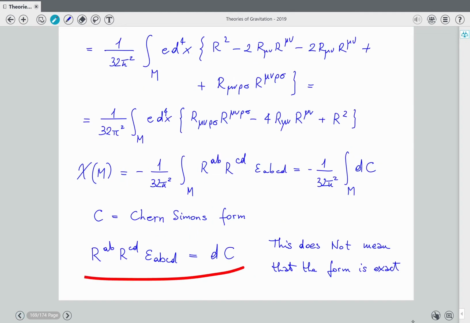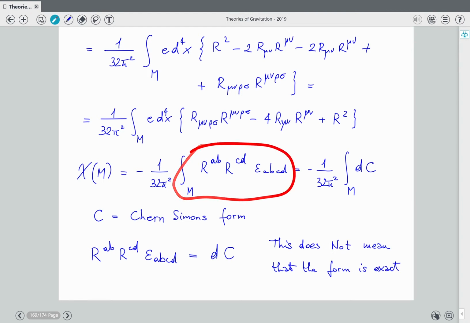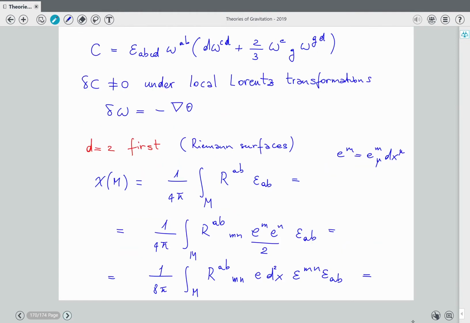So this doesn't mean that this form is exact, because C is not globally defined, and it does not mean, using Stokes' theorem, as a consequence, that the integral of this is zero. It depends on, even if the boundary of the manifold M is zero, or the manifold M is non-compact and the metric decreases sufficiently rapidly at infinity. This is not necessarily zero, and it is normally a topological quantity.